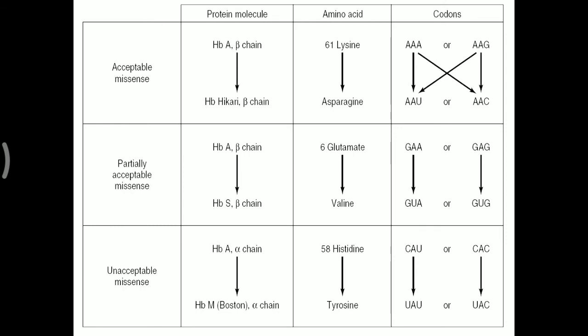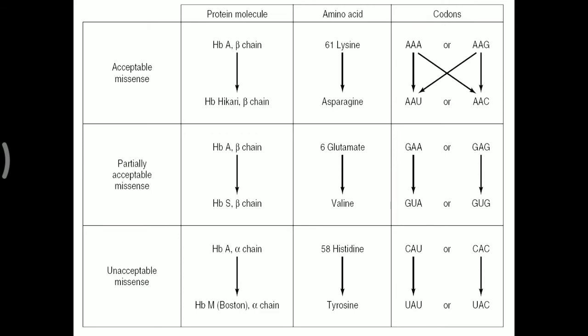So hemoglobin A, the adult hemoglobin, is now converted into hemoglobin Hikari, because on the beta chain the lysine at position 61 is replaced by asparagine. But it does not create any effect on the function of hemoglobin, so it is acceptable. Second is partially acceptable. Here on the beta chain at position 6, glutamate is replaced by valine. GAA is converted into GUA, leading to this type of mutation. But the sickle cell trait is acceptable because it gives an advantage against malarial infection. So that is partially acceptable.